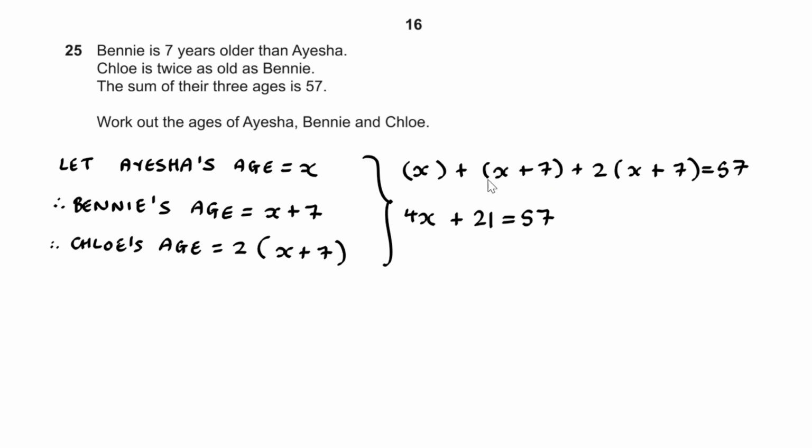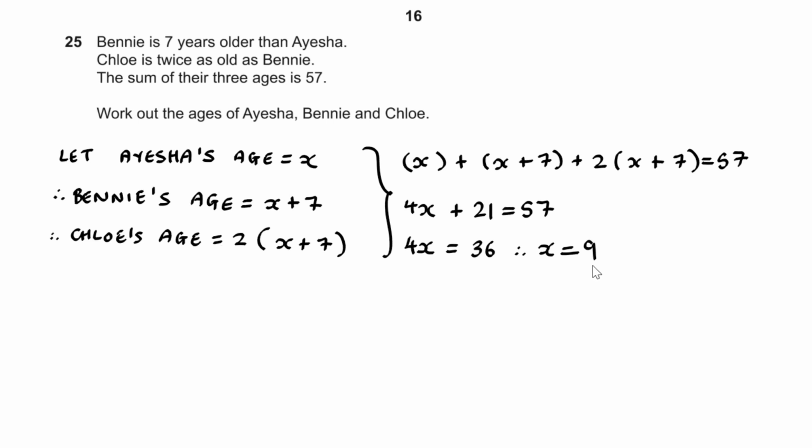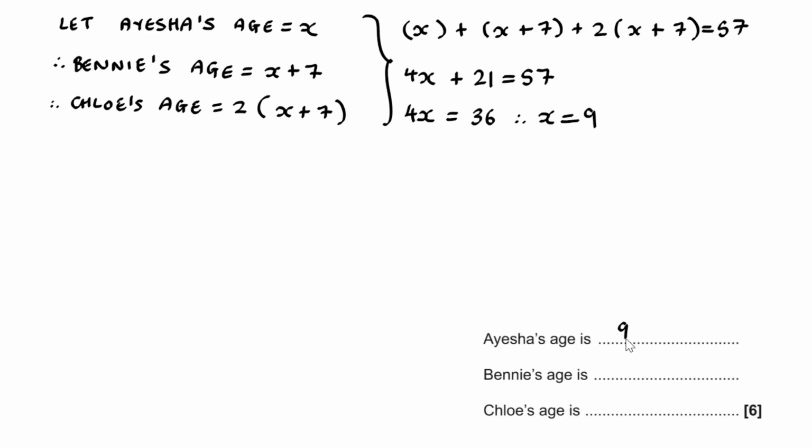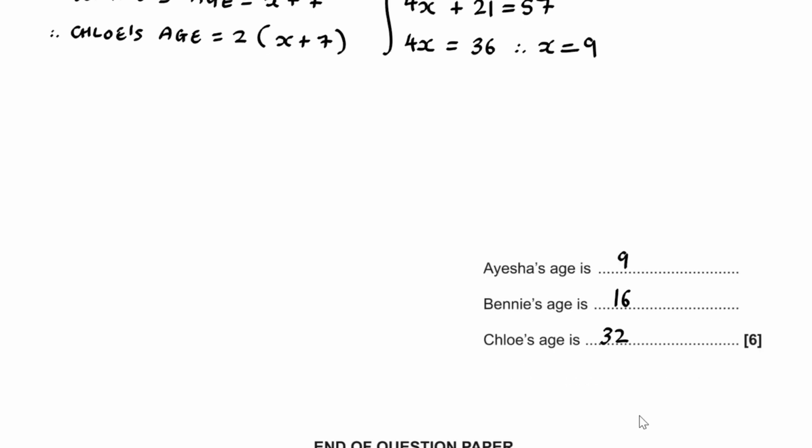And therefore, if we take 21 from both sides, you'd find 4x to equal 36, and therefore x is equal to 9. So that means Aisha's age is 9, Benny is 7 years older than Aisha, so 7 plus 9, that's 16, and Chloe is twice as old as Benny, so here we've got 32 for Chloe.